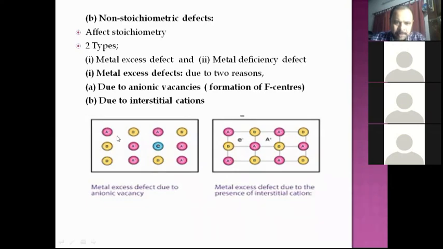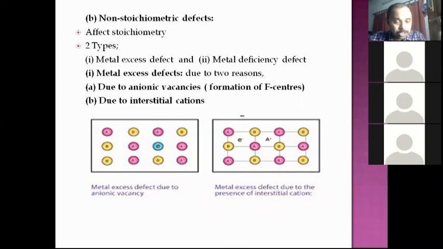Negative is purple, positive is yellow here. So A plus B minus, like that it goes. Now look at this. There is an electron in the site. Okay, so A plus B minus, like that. Yellow is B minus. So B minus has left its lattice site. So, anionic vacancy. When an anion vacates its position, the number of anions reduces, cations remain the same, yet metal excess happens.